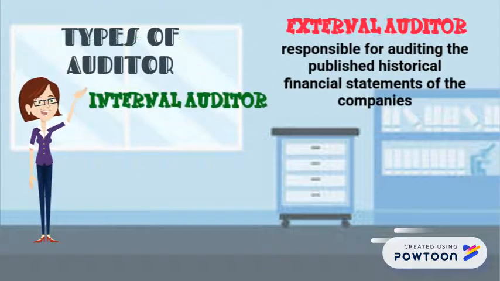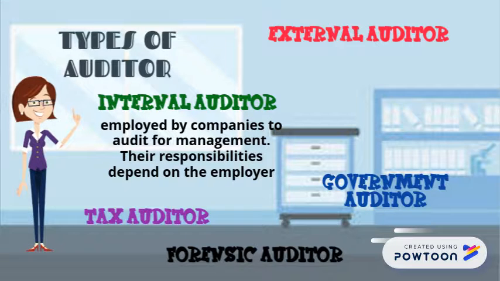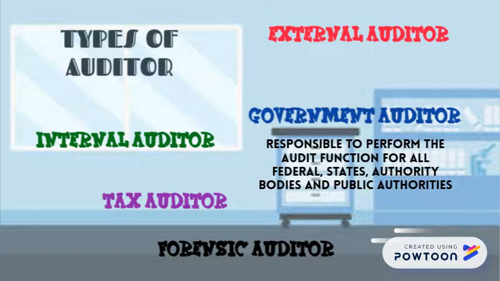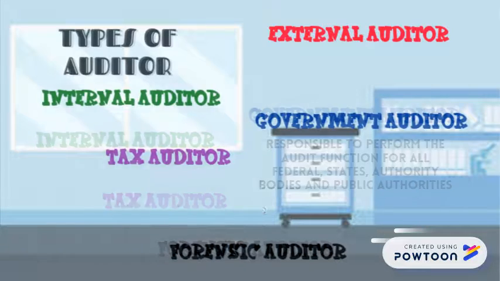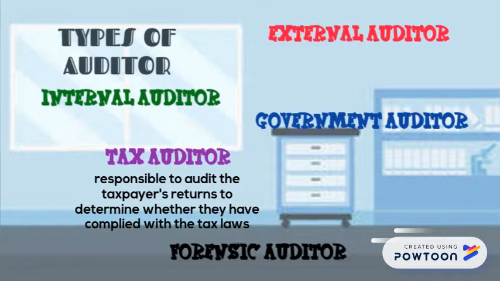Types of auditor. External auditor is responsible for auditing the published historical financial statements of the company. Internal auditor is employed by companies to audit for management. Their responsibilities depend on the employer. Government auditor is responsible for performing the audit function for all federal and state authority bodies and public authorities. Tax auditor is responsible for auditing the taxpayer's return to determine whether they have complied with the tax law.